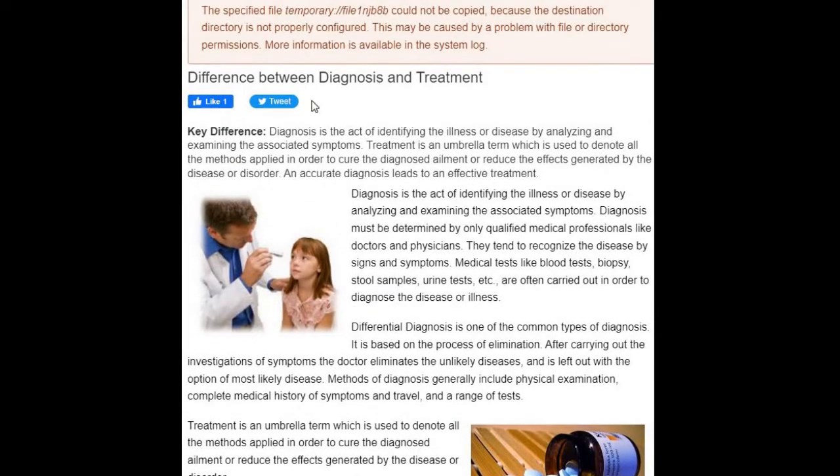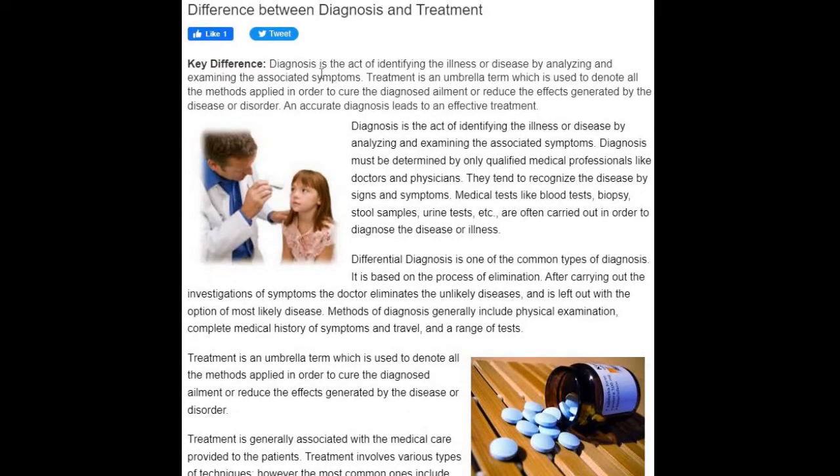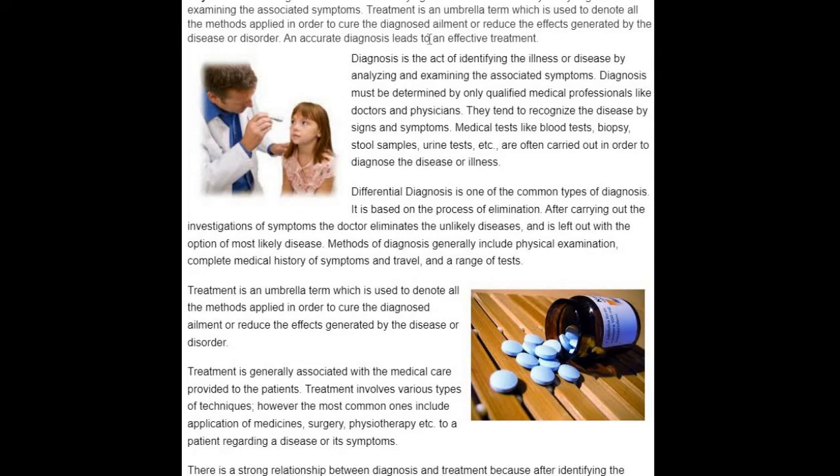Hello, so this is an article I found called Difference Between Diagnosis and Treatment. Key difference. Diagnosis is the act of identifying the illness or disease by analyzing and examining the associated symptoms. Treatment is an umbrella term which is used to denote all the methods applied in order to cure the diagnosed ailment or reduce the effects generated by a disease or disorder. An accurate diagnosis leads to an effective treatment.